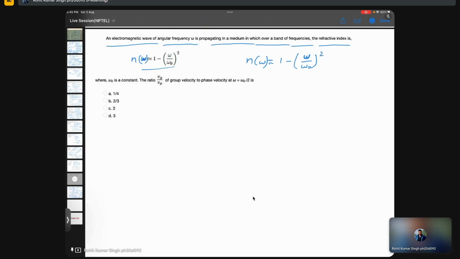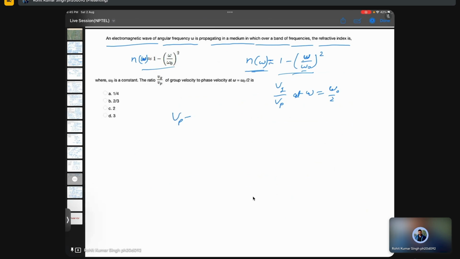Yeah, this is given. So, n as a function of omega, it is given to you. Okay? This is fine. And omega naught is a constant. Omega is the frequency of the light of the electromagnetic wave, and the dependence of the refractive index on omega has this form. Okay, and you have to calculate the ratio of group velocity by phase velocity at frequency omega naught by 2. So this you have to calculate. So it's an easy one, right?